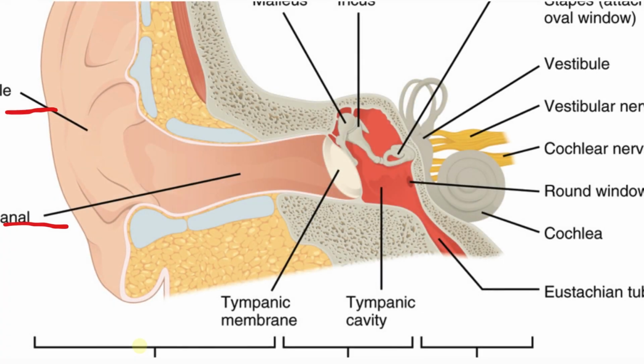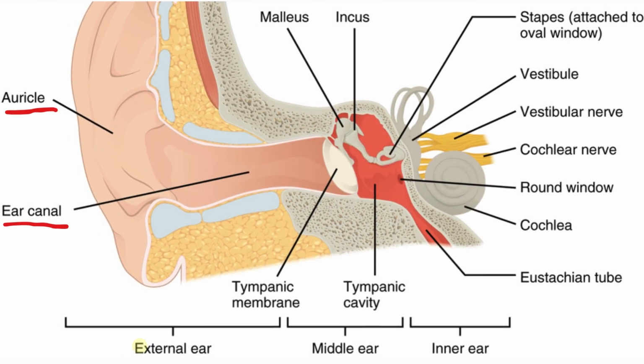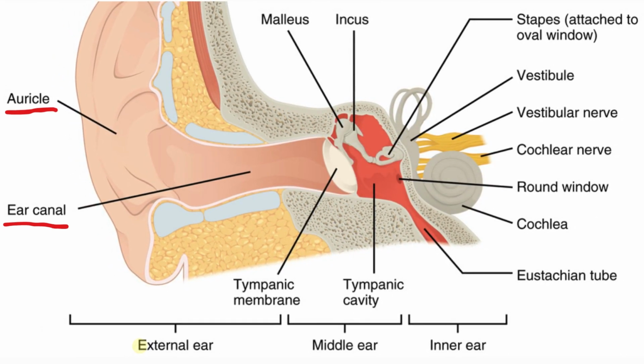The outer ear is the visible part of the ear and includes the pinna or auricle and the ear canal. The pinna helps collect sound waves and funnel them into the ear canal. The ear canal is a narrow passage that runs from the pinna to the eardrum. It is lined with specialized ceruminous glands that produce earwax, which helps protect the ear from debris and infection.